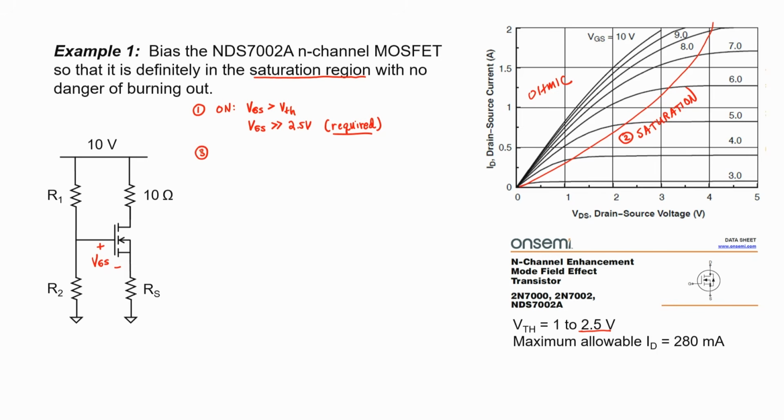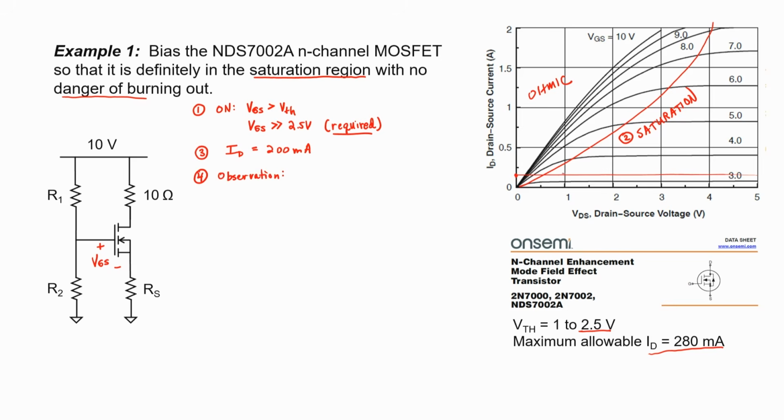For our third condition, let's make sure that the transistor has no danger of burning out. For that, I'm going to say that the drain current should be 200 milliamps. I want to make sure that it's on, but I don't want to exceed the maximum allowable drain current of 280 milliamps. It means we're going to be operating somewhere along this line. That's where the drain current equals 200 milliamps.